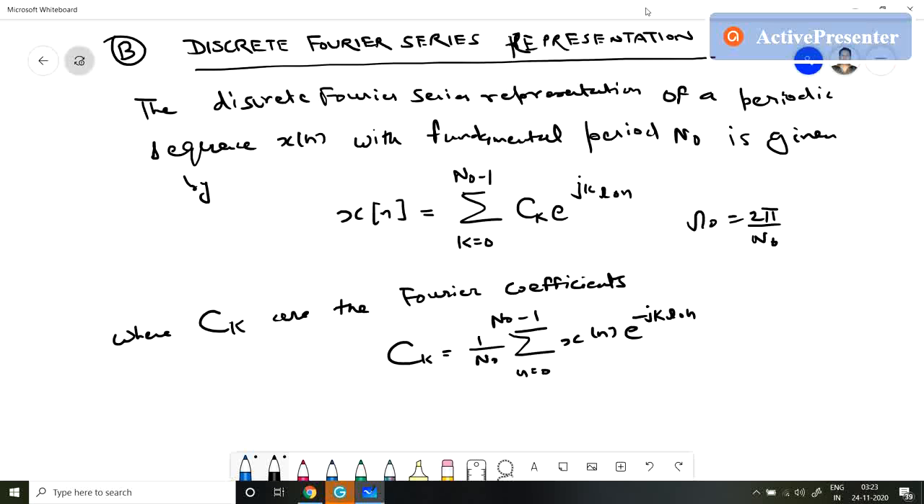So this xn can be represented in this manner: summation over k of ck e raised to the power jk ohm 0 into n, where ohm 0 is equal to 2 pi divided by n naught.